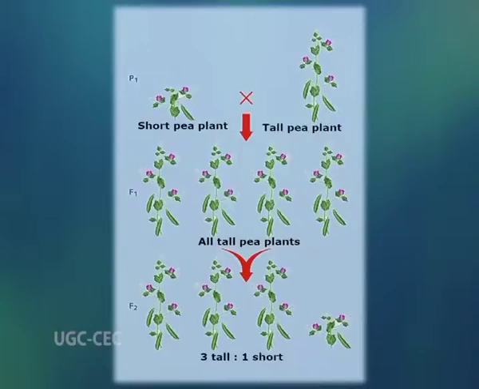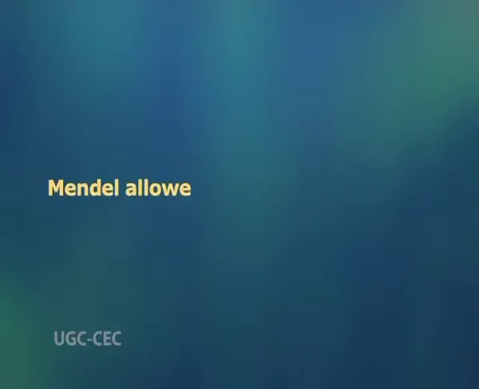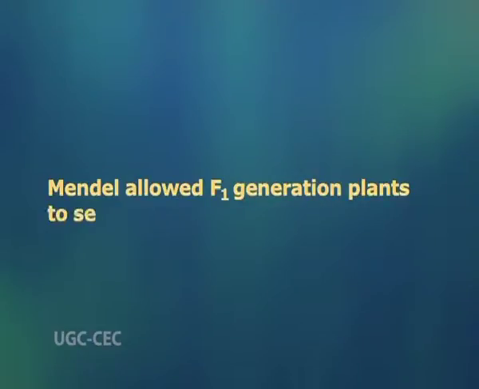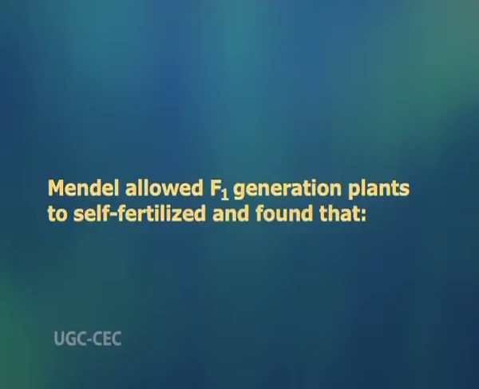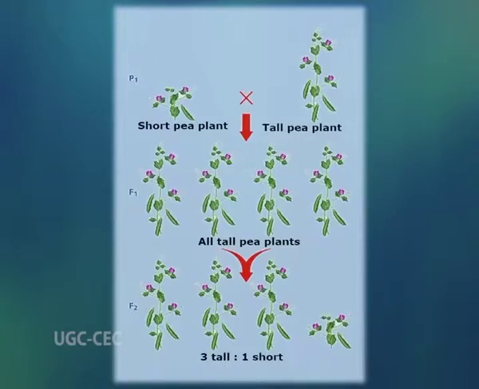For example, at the F2 generation, he obtained tall and dwarf plants in a 3:1 ratio. Mendel allowed F2 generation plants to self-fertilize and found that 1/3 of the tall plants of the F2 produced only tall plants, while 2/3 of the tall plants of F2 produced both tall and dwarf plants in a 3:1 ratio at F3.